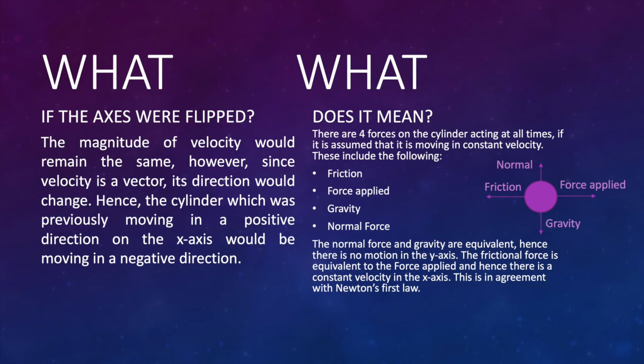The first of the final questions which I will be answering is what if the axis were flipped? The magnitude of velocity would remain the same. However, since velocity is a vector, its direction would change. Hence, the cylinder, which was previously moving in a positive direction on the x-axis, would now be moving in a negative direction. Now, on to the second question.